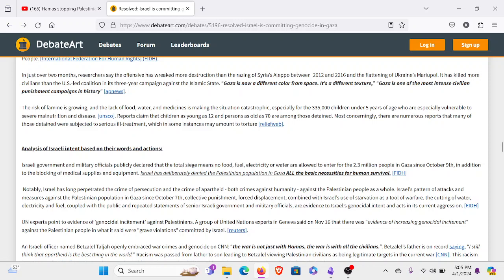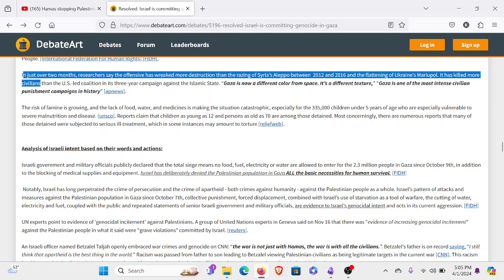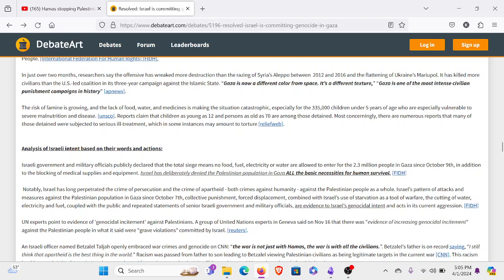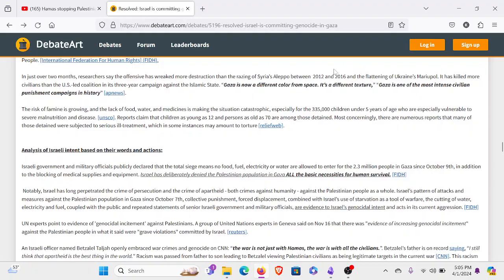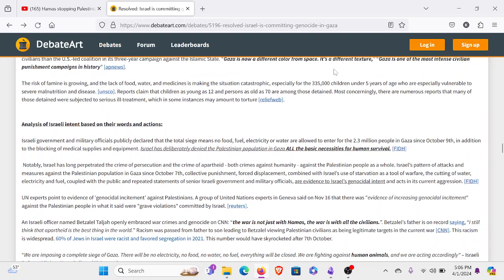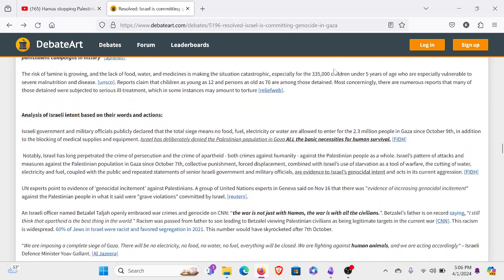Many of them did have nothing to do with this. But a lot of them do have something to do with this. A lot of them do support Hamas. A lot of them voted them into office. A lot of them give them support in other ways, and sometimes not voluntarily. So shit happens. "Gaza is now a different color from space. It's a different texture." Yeah, maybe you don't incite a war with somebody that can completely dominate you so easily.